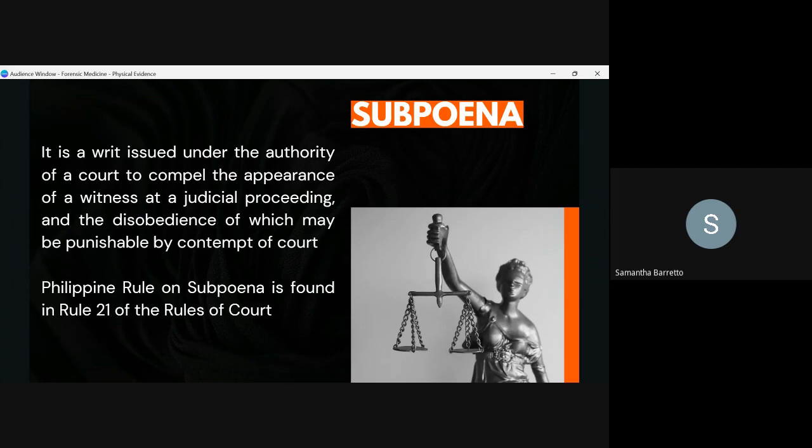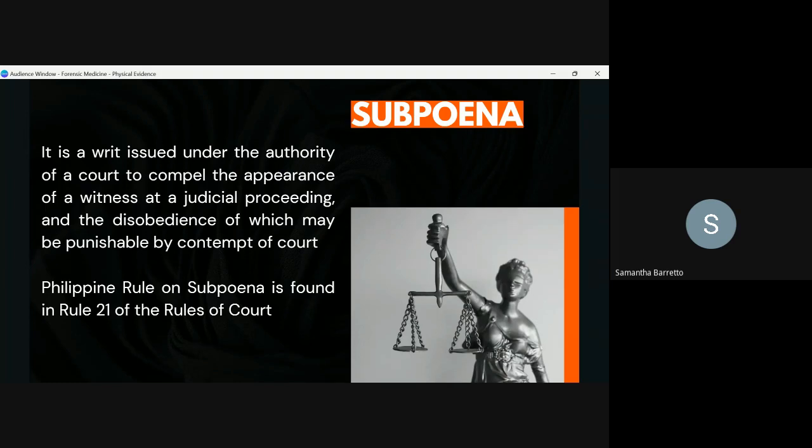Receiving a subpoena is a bit unsettling for a layman. Some people lose their sleep and get agitated in anticipation of their appearance in a hearing or investigation after receiving a subpoena. To overcome this feeling, it is important to understand the true significance of a subpoena. A subpoena is a writ or notice issued under the authority of a court to compel the appearance of a witness at a judicial proceeding, and the disobedience of which may be punishable by contempt of court.